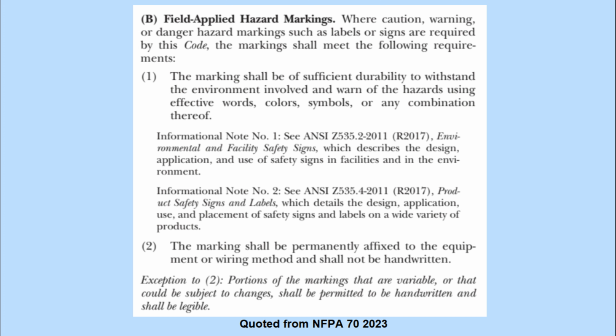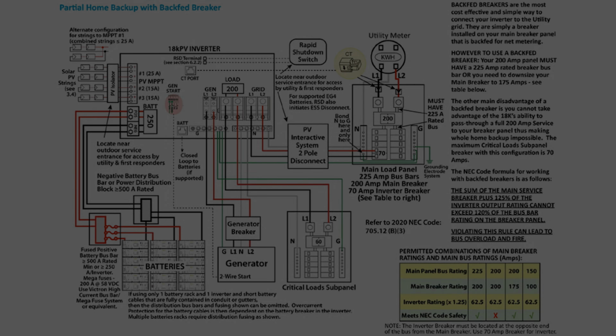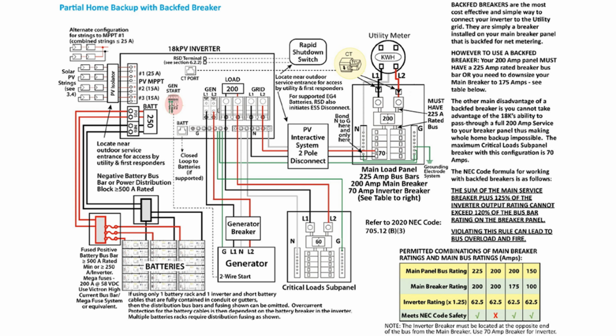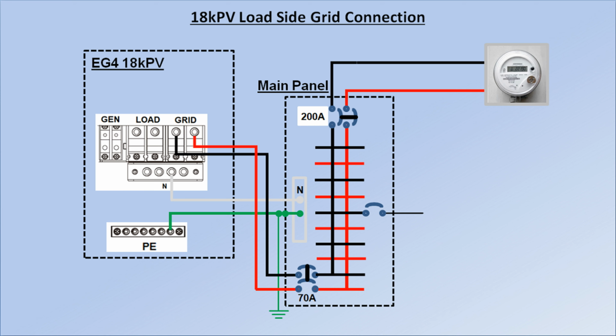I'm not going to try to go through all these label and sign requirements here. Suffice to say, there are standards our labels are required to conform to. There are several pre-made label packs on the market to help us comply with these marking requirements. This example wiring diagram from the 18kPV manual is a helpful guide to wiring your system. This represents the section of that diagram where the main panel bus bars are located.